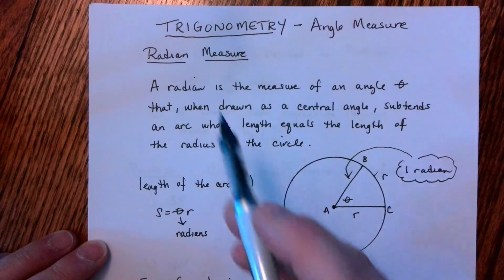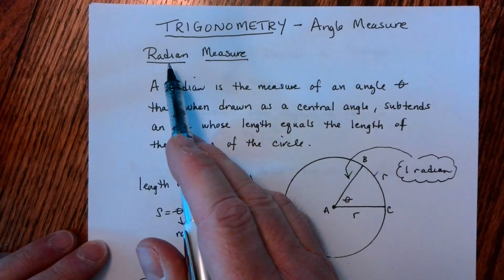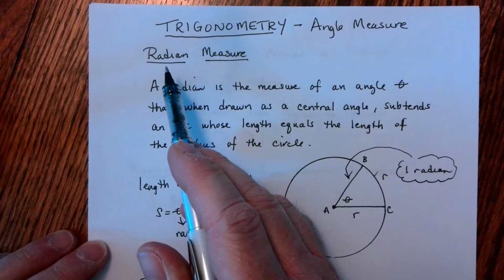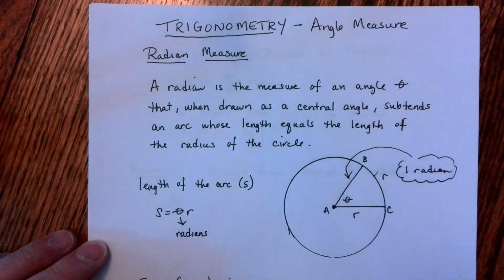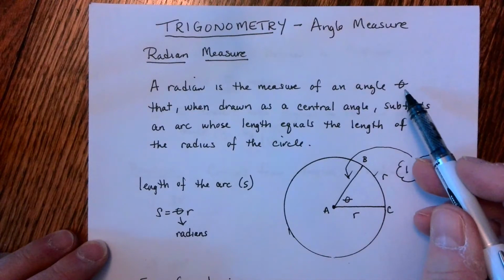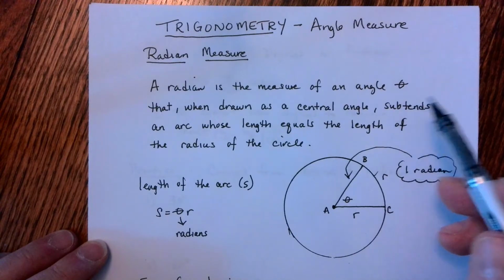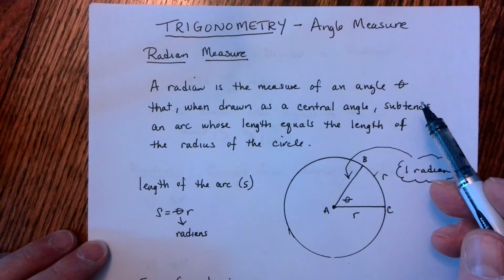So let's get into our new way of measuring an angle, which is called a radian. If you take a close look at it, it almost looks like the word radius, and it's very close in that fact because that's really what it is. A radian is the measure of an angle, and this is called theta. We're going to have a lot of Greek alphabet letters that we're going to be using to denote angles and angle measurement.